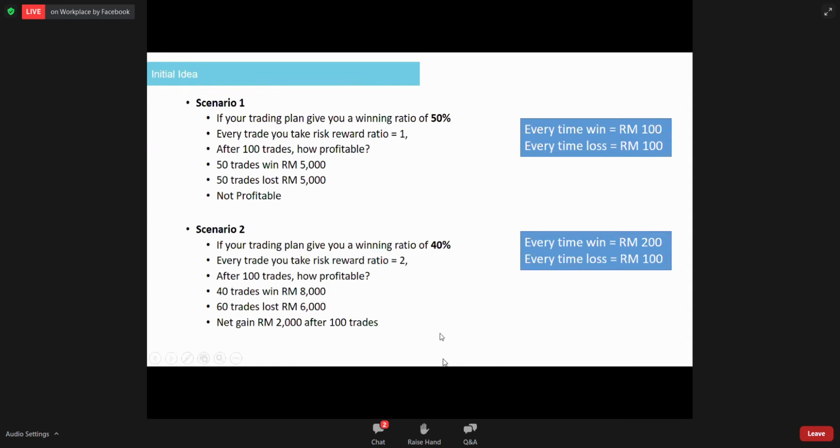Asari is asking about the net gain of 2,000 minus the cost, how much? It depends on how much the broker charges you per trade. If let's say 5 ringgit, 100 trades is around 500. If 10 ringgit, 100 trades is around 1,000. Things like that.